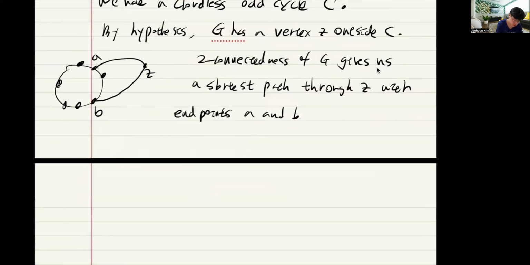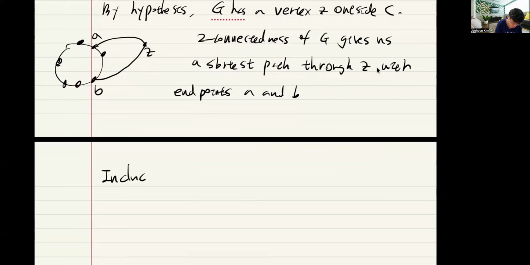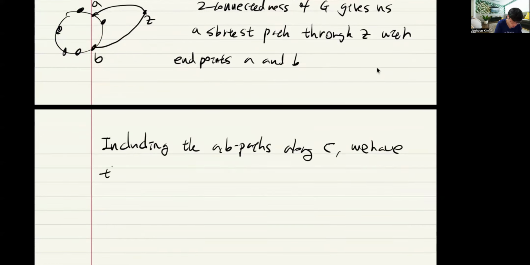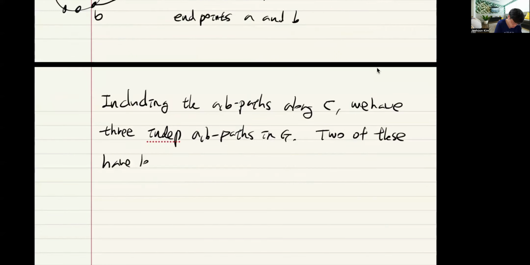Then what do we know? You have this path, this path, this path. So including the AB paths along C, which is this path and this path, we have three independent paths which connect A and B in G. So by pigeonhole, two of these three have lengths of the same parity. And it forms an even cycle.